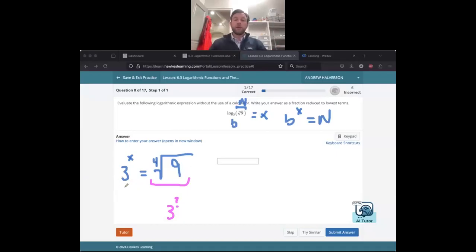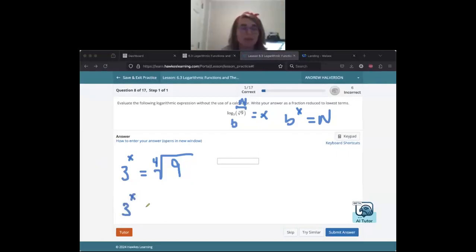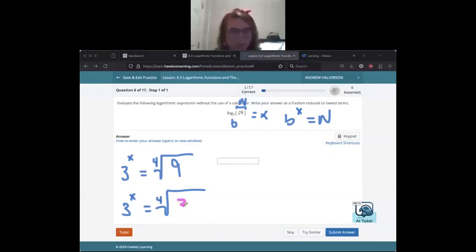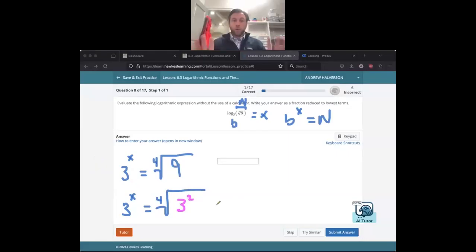Well, let's start with the things that we do know. Can I write 9 as something with a power of 3? Don't worry about the radical yet. How would I write 9 with the base of 3? 3 squared, the exponent 2. Right. So we're getting there.